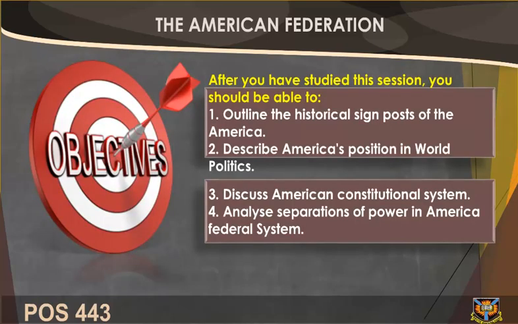Learning outcomes. After you have studied this section, you should be able to: 1. Outline the historical signposts of America. 2. Describe America's position in world politics. 3. Discuss the American constitutional system. 4. Analyze separation of powers in the American federal system.